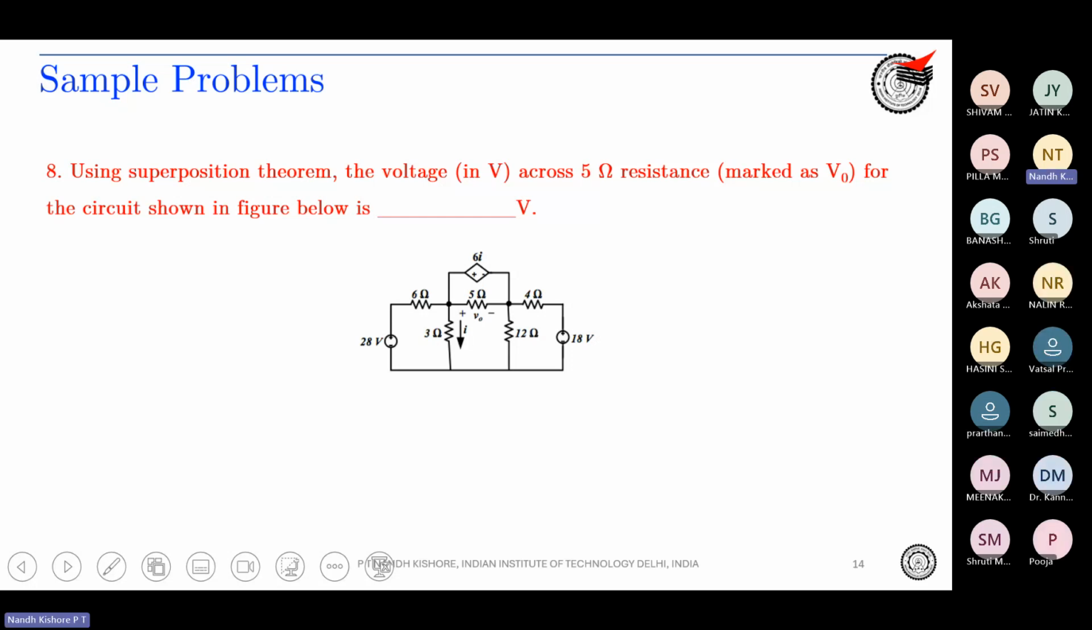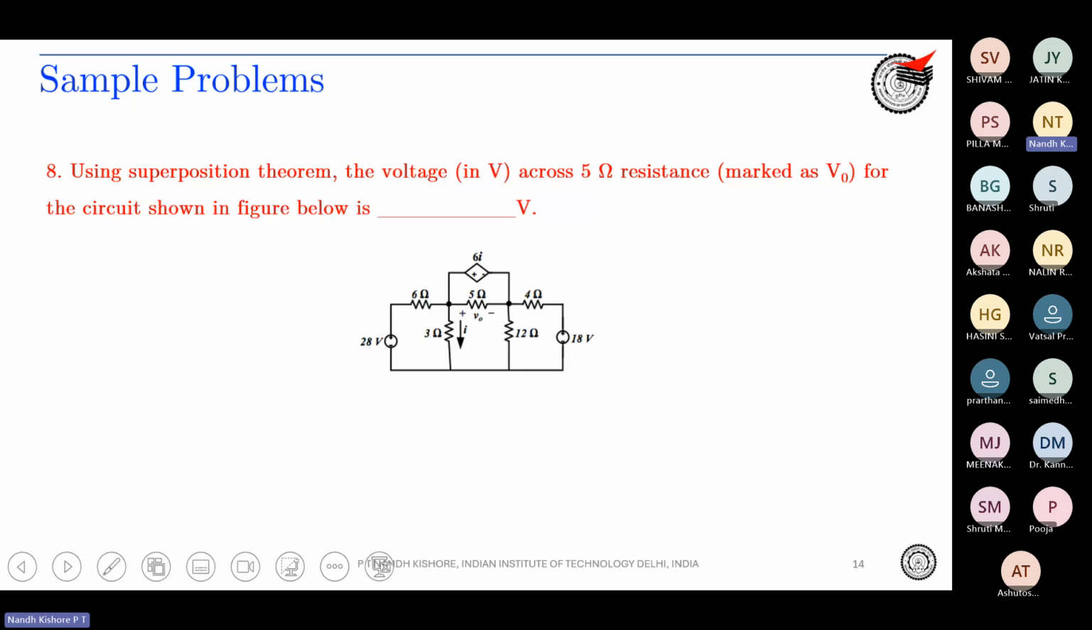Can any of you tell, we said that we can disable independent sources, keep only one source active and see the effect on the circuit. So should I or can I disable the dependent voltage source or no? No, I cannot disable the dependent sources. Correct. So you can only disable 28 volt, you can only disable 18 volt. 6I will always be there in your circuit no matter what.